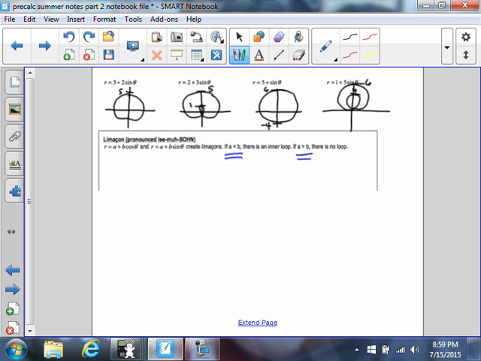Okay, so if you're seeing something like 3 plus 7 cosine theta, what's going to happen is you're going to go out to 10, and then your inner loop is going to go into 4. So it's going to look something like, oops, like that, okay? All right, so those are called the limacons.